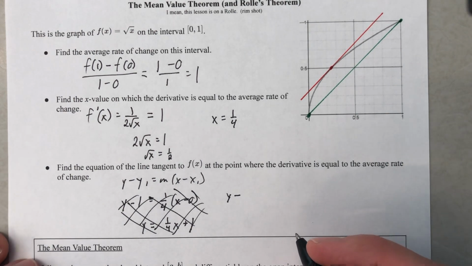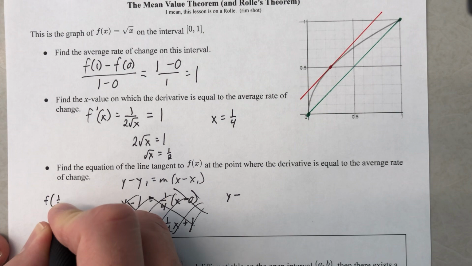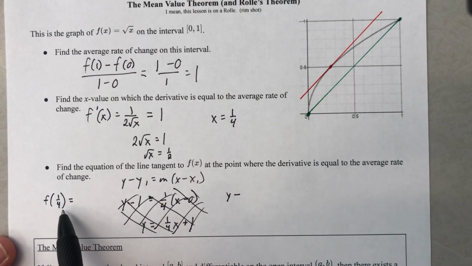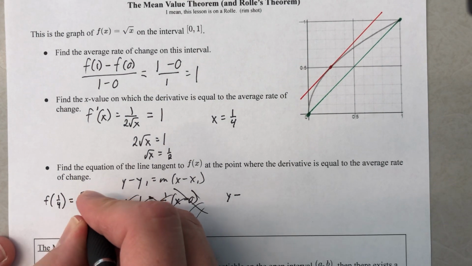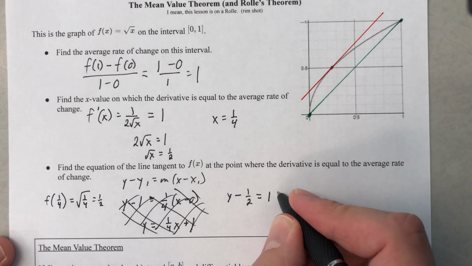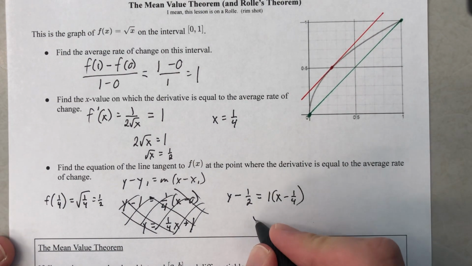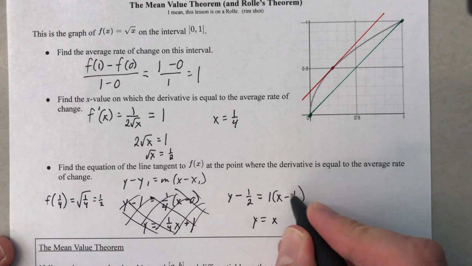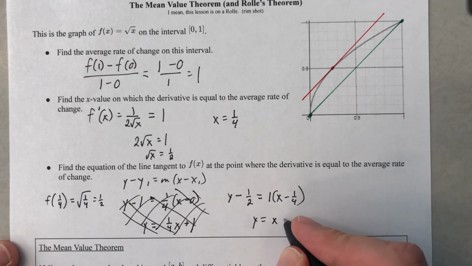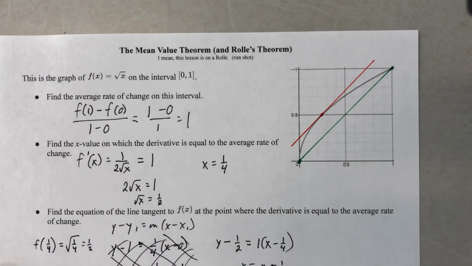Well, I don't know yet, but what I do need to find out, and I'll find it out over here, is f of 1/4. Because this is the x value, I need the y value that goes along with that. That would be the square root of 1/4, which of course is 1/2. So y minus 1/2 equals the slope, which is 1, times x minus 1/4. That's the x value. This should work out better. 1x minus 1/4, we add 1/2 to negative 1/4, and we get positive 1/4, and that's much better. Slope is 1, y-intercept is 1/4.